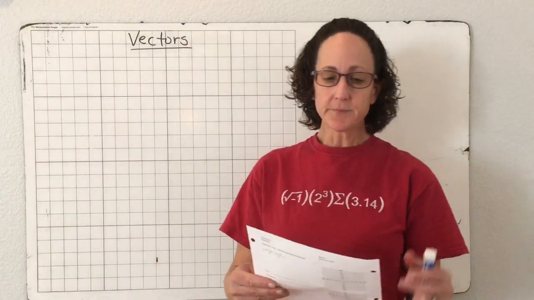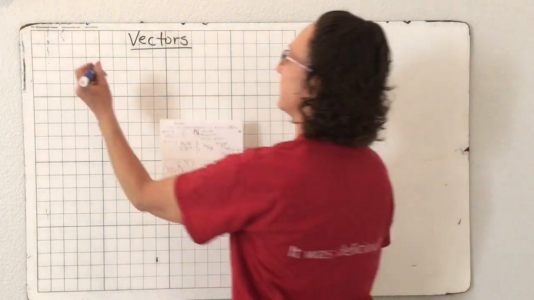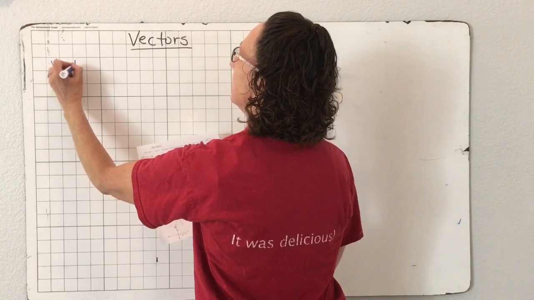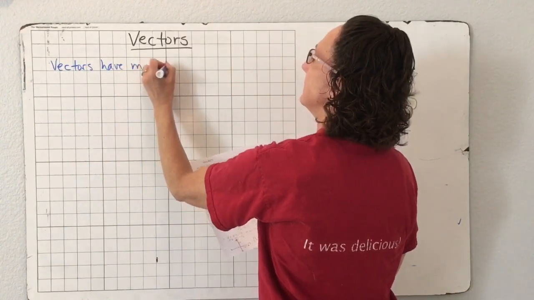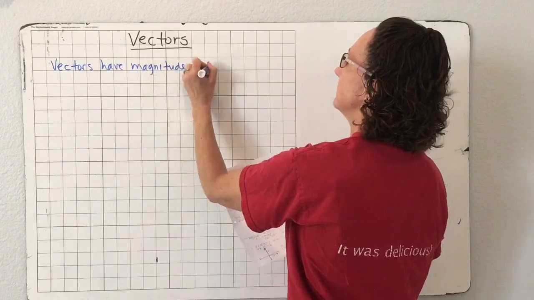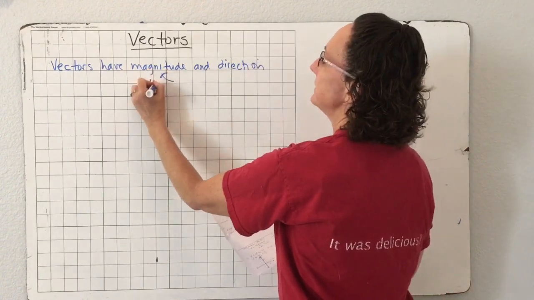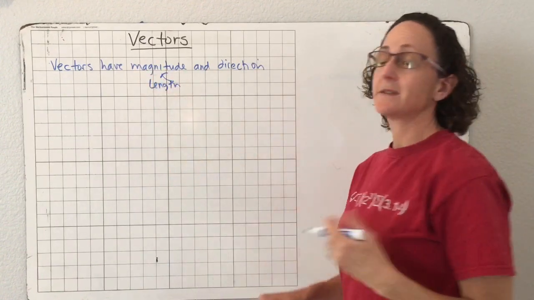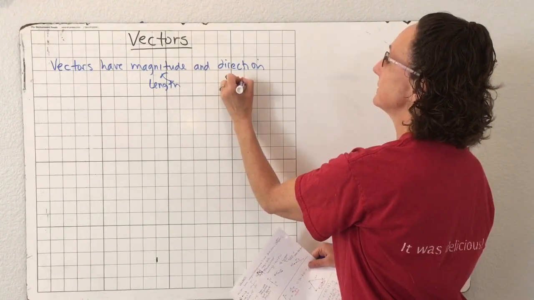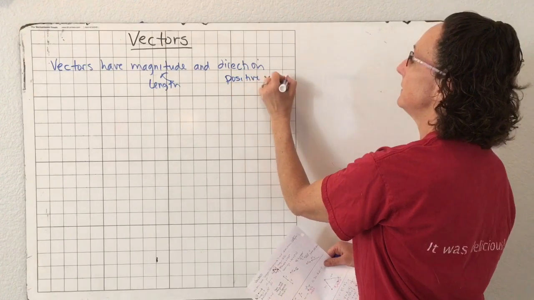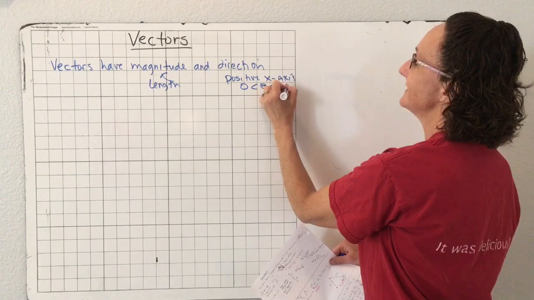So the clip said this, but I'm going to write it again. Vectors have magnitude and direction. Magnitude is just the length of it. So magnitude is how long it is, and direction is always measured from the positive x-axis, and it's always between 0 and 360 degrees.